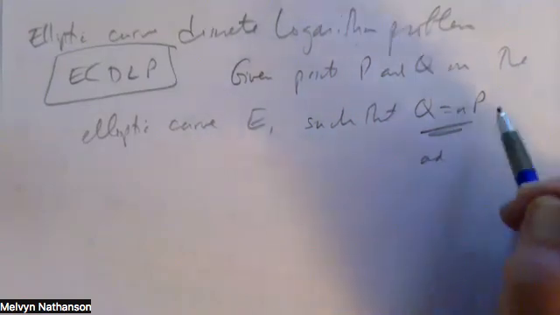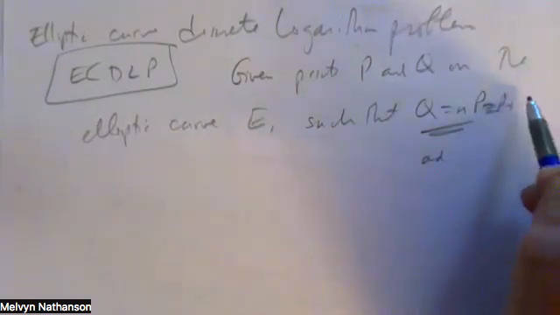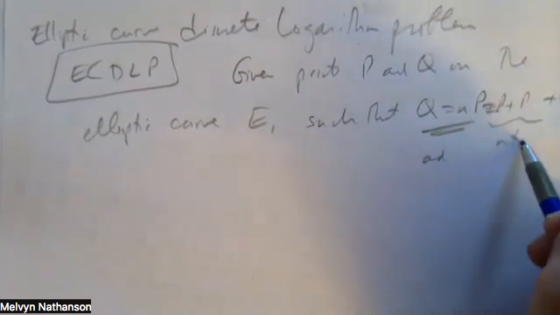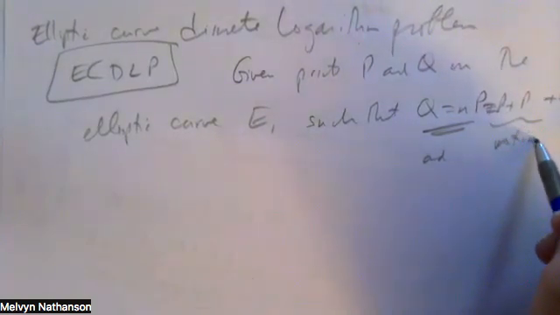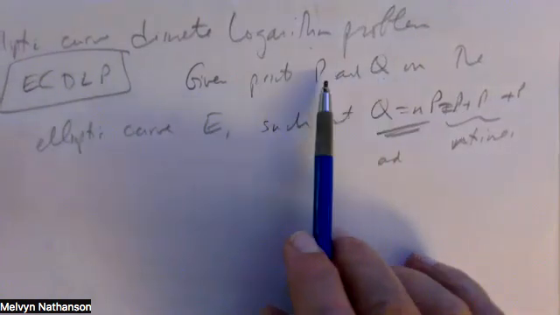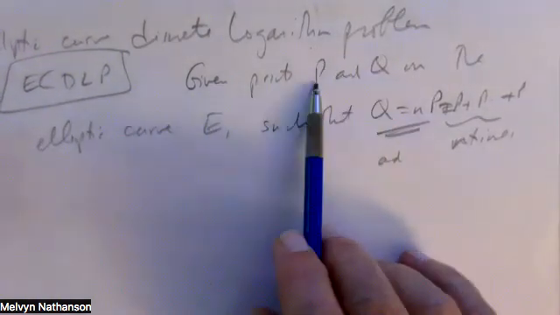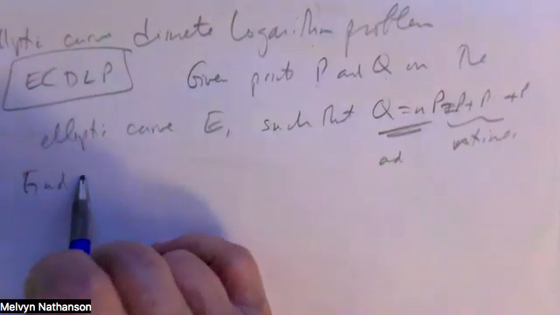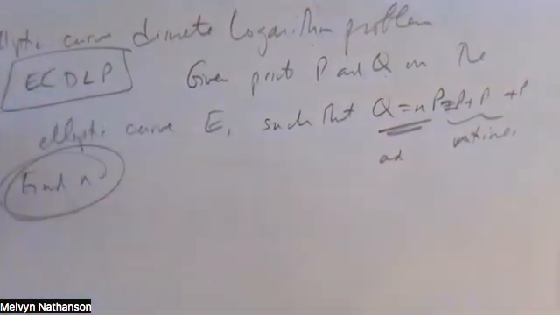This is addition. This means P plus P plus P, P added to itself n times. This is addition on the elliptic curve. So you know Q is n times P, you know Q is some sum of copies of P. Find n. So that's the discrete logarithm problem.